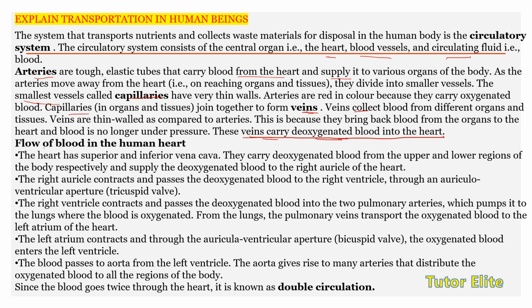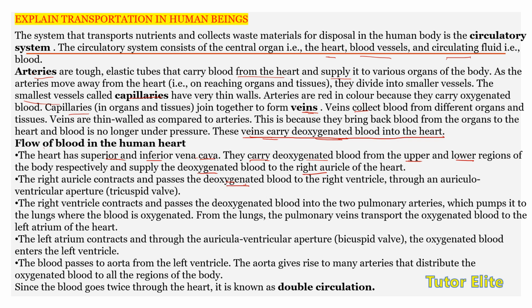So, flow of blood in the human heart. Basically, the heart has the vena cava, that is superior and inferior. They carry deoxygenated blood from the upper and lower regions, all over the body, and supply the deoxygenated blood to the right auricle. Later on, this right auricle contracts and passes it to the right ventricle.